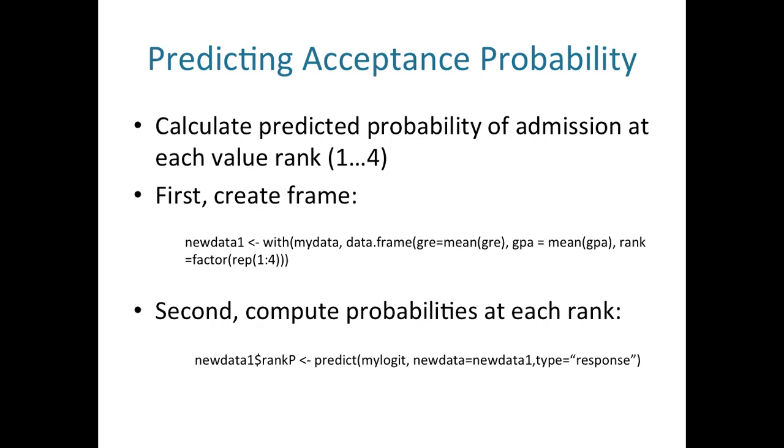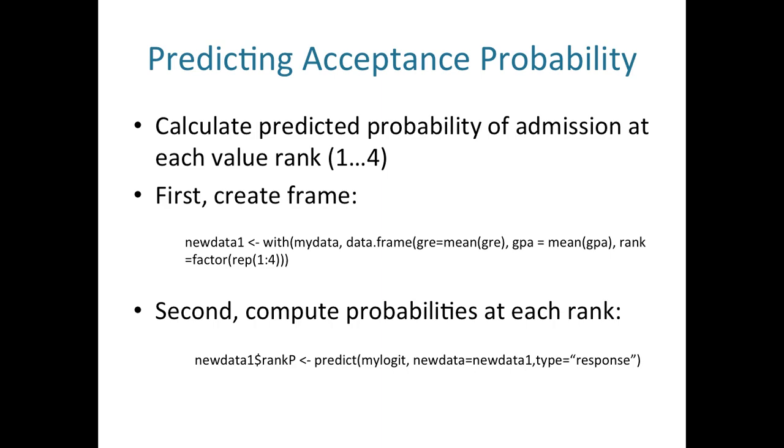The new data one, what it's doing, basically, the with command is taking the data set that we have, and it's creating a new data frame that contains, for each rank value from 1 to 4, for each ranking of an undergraduate university, the average GRE and the average GPA from the data set that we have. So we are saying, imagine that we have a student that comes from an undergraduate university ranked 1 with the average GRE and the average GPA in the dataset that we have. And same thing for all the other rankings.